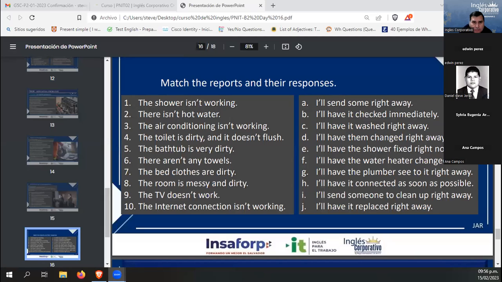Vaya. ¿Qué pasó? Solo Miguel Blanco se fue. Ah, okay. Okay, va, empecemos.